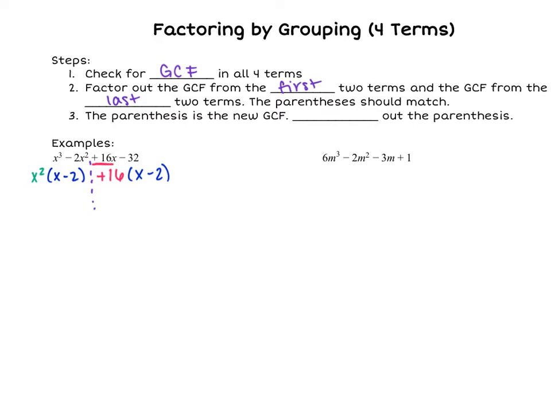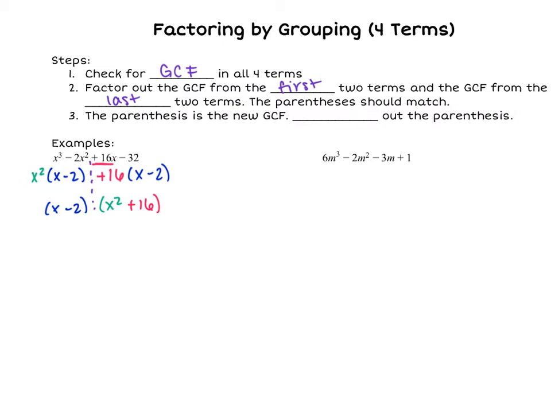So the way we're going to continue this problem and finish it off is by considering the parentheses x minus 2 as my new greatest common factor between the 2 terms. If the new greatest common factor is x minus 2, then from the first term I am left over with x squared, and from the last term I'm left over with positive 16. And that is all you have to do to factor by grouping. Make sure you always check and see if any of those 2 new parentheses can be factored any further.